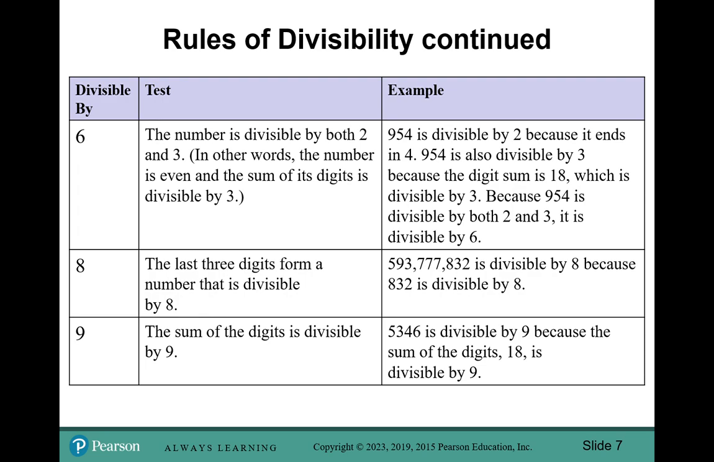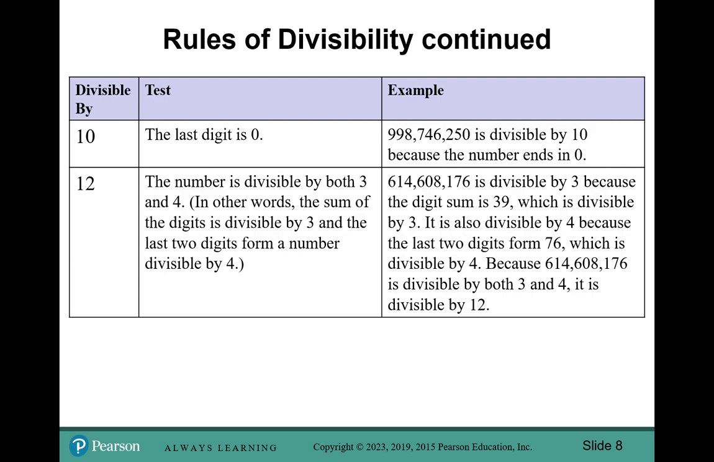Where did the 18 come from? We sum the digits. 5 plus 3 plus 4 plus 6 equals 18. Since 18 is divisible by 9, the overall number, 5,346, is also divisible by 9. Those are your divisibility rules. Let's add 10 and 12 as well.